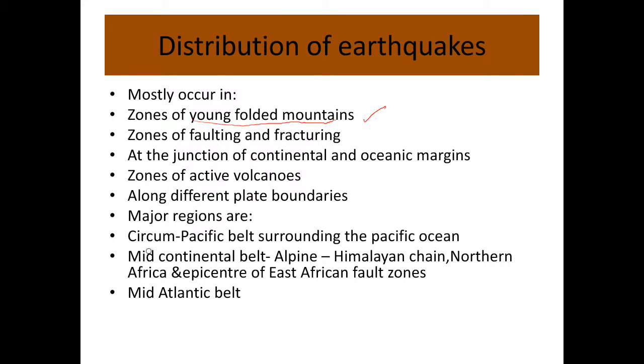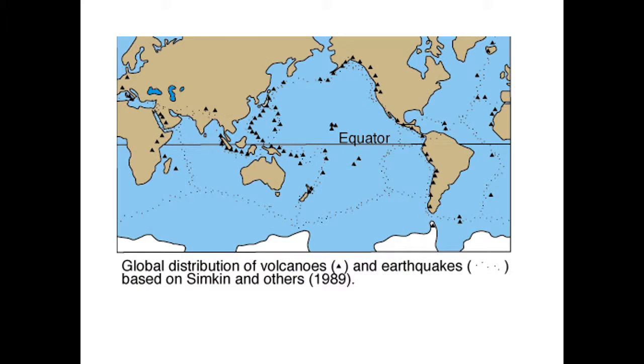The major regions are the circum-Pacific belt surrounding the Pacific Ocean, the mid-continental belt from the Alpine-Himalayan chain and northern Africa, the Eastern African fault zones, and the mid-Atlantic belt. These are the major regions where earthquakes occur frequently. In this diagram you can see these dotted zones are earthquake-prone zones. This is the Eastern African fault zone, this is the mid-continental belt from the Alpine region to the Himalayan region, this is the circum-Pacific belt, and the mid-Atlantic belt. In these regions earthquakes frequently happen.